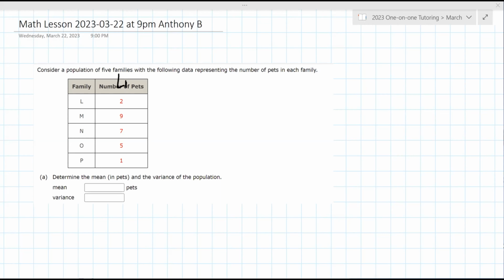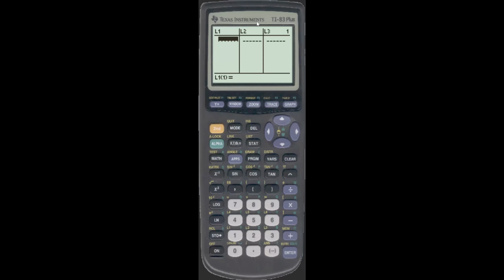All right, it is under stat edit. So you actually have to put these numbers in the list there. 2, 9, 7, 5, 1, like that. Yeah. So that's under stat. 2, 9, 7, 5, 1.